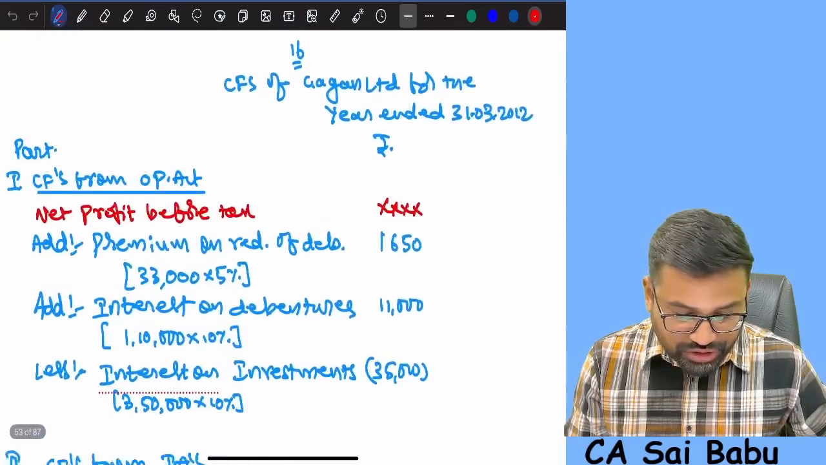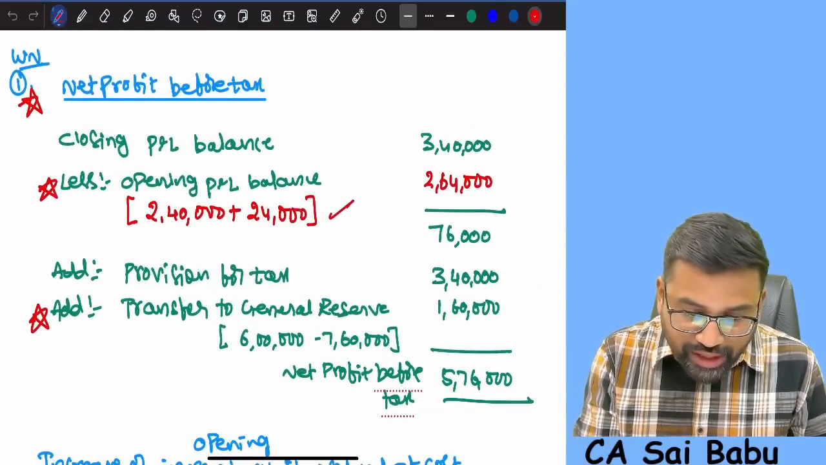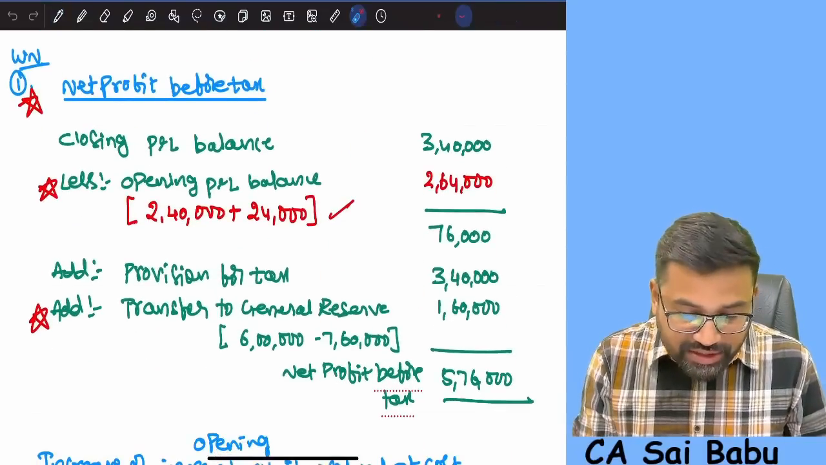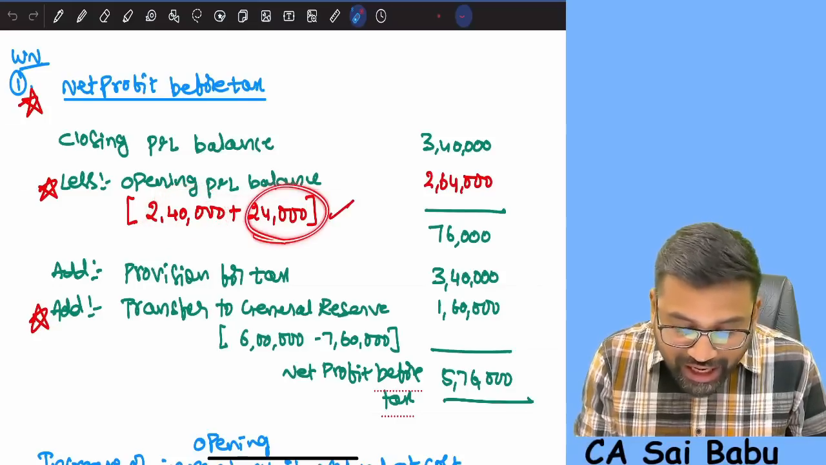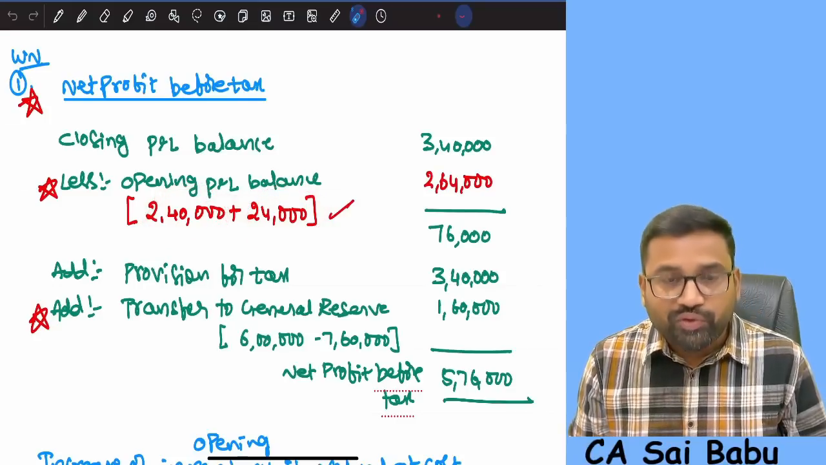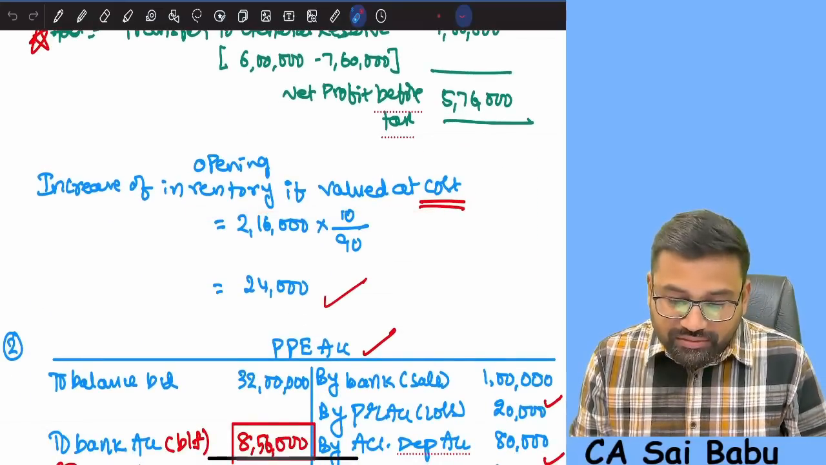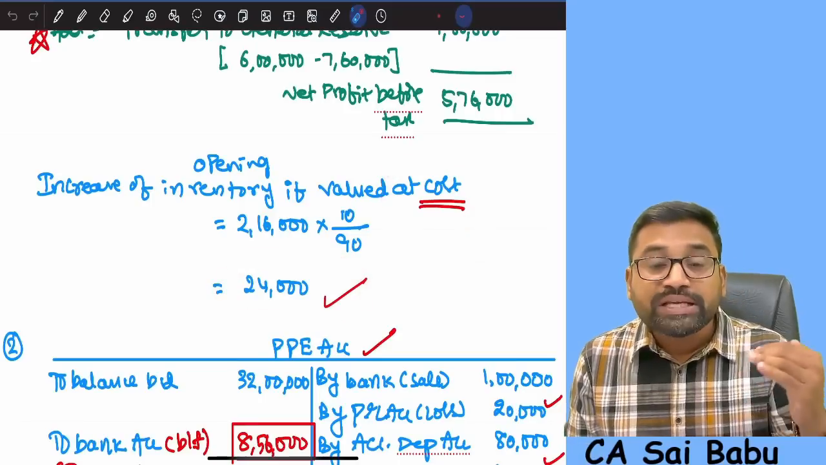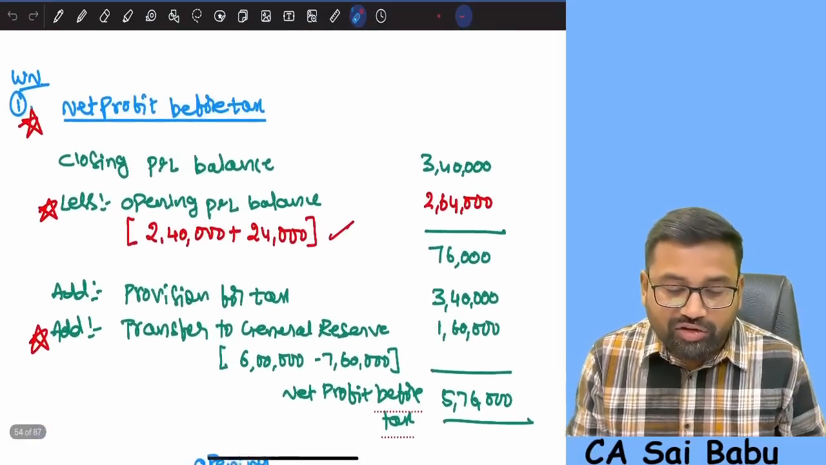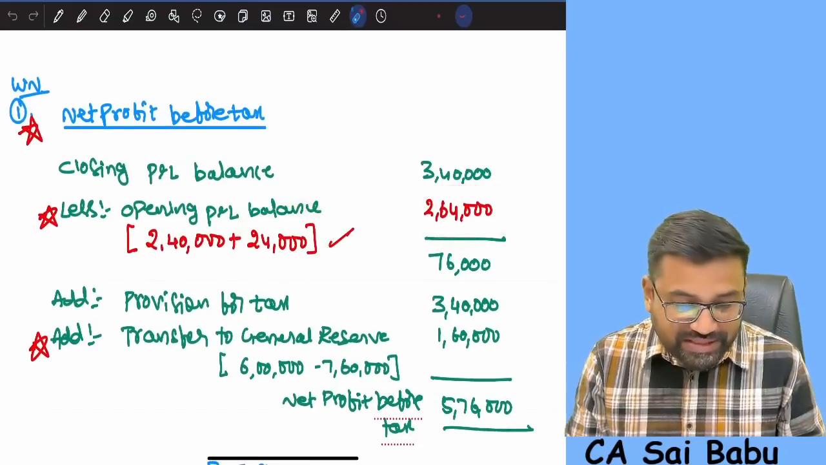Yeah, in this question, sir, you see. When you are ascertaining the net profit before tax, to this opening balance, the original P&L balance of 2,40,000, we add 24,000. Why do we add 24,000? See, this is the increase in the opening inventory. If I make the valuation at cost, it is 24,000. So if my opening stock increases, my opening P&L account balance will also increase by 24,000. Therefore it will be 2,64,000. This is the first adjustment.